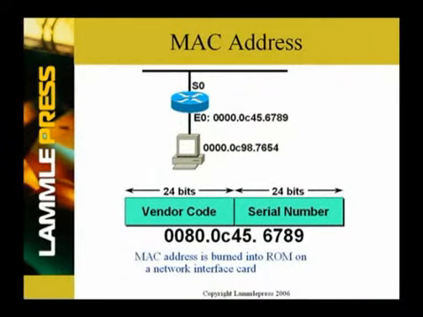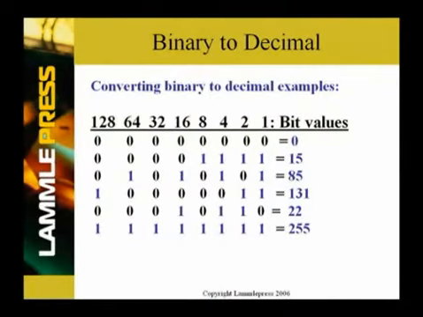Now, a MAC address is sometimes called a burned-in address because it's burned into the NIC card, every card purchased and manufactured. So we should have a unique MAC address for every NIC card that we purchase. Now, this is a 6-byte address. A byte is 8 bits, so 6 times 8 is 48. That means we have a 48-bit MAC address, or 6 bytes long. Let's take a look at how we do binary to decimal conversion as well as binary to hexadecimal conversion.